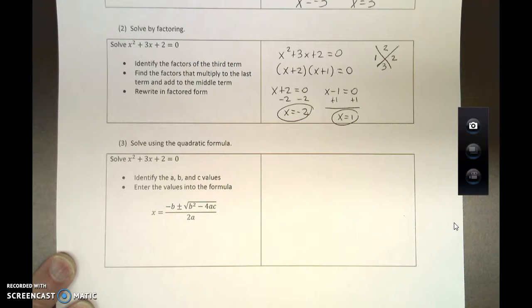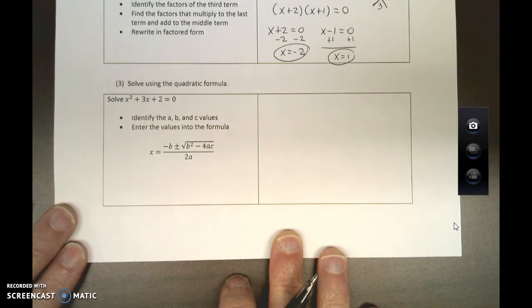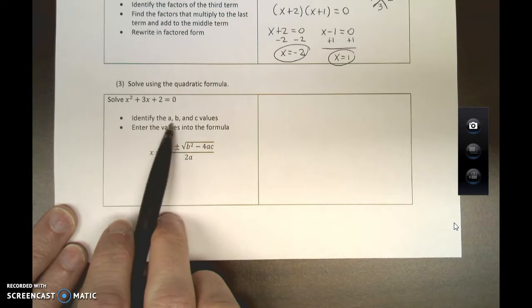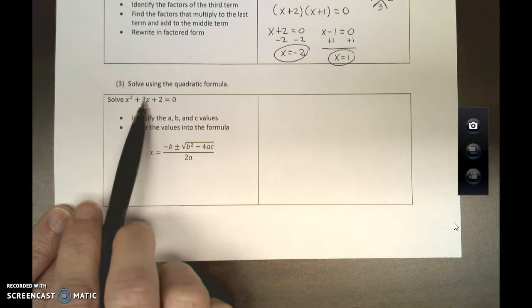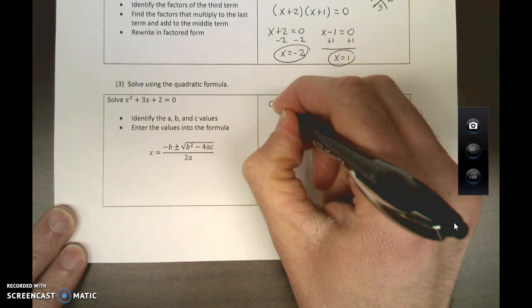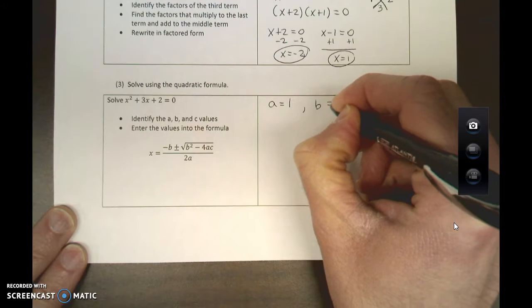So we had solve by graphing, solve by factoring. More recently, we learned how to solve using the quadratic formula. So when we were given a quadratic, we are able to identify the a, b, and c values and plug them into this formula. So notice I chose the same equation as we did last time, and we're going to see if we get the same answers. We should, because both methods are possible to use.